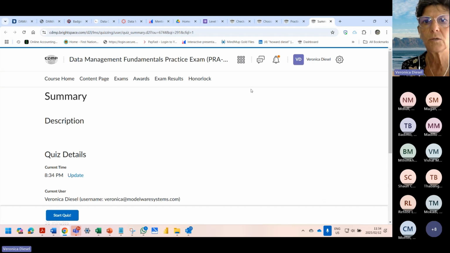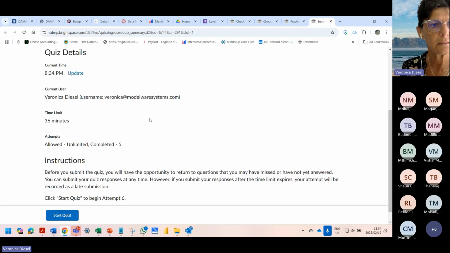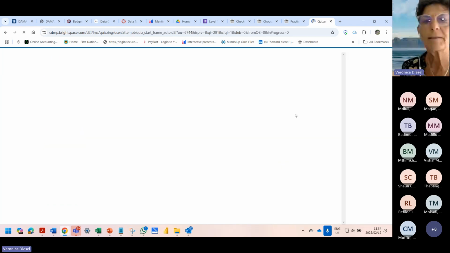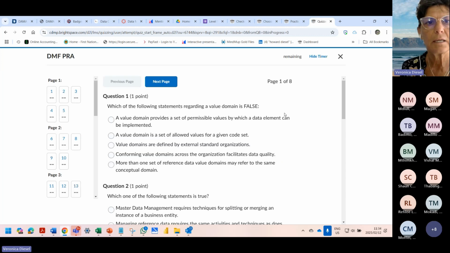Okay, now you see quiz instructions, start quiz. And this is the way the setup looks different. It's got your pages here. The timer remains at the top. And same five options. If we answer one, it will make that one ticked off, but we don't have a flag.